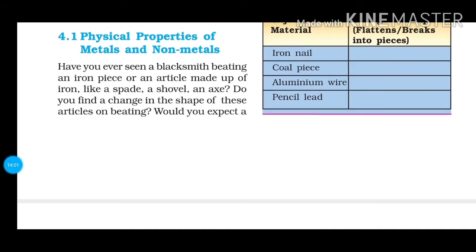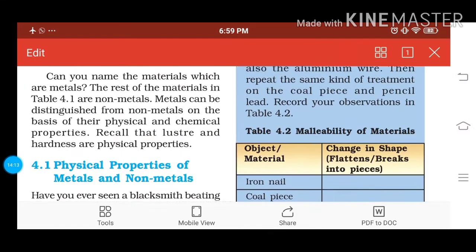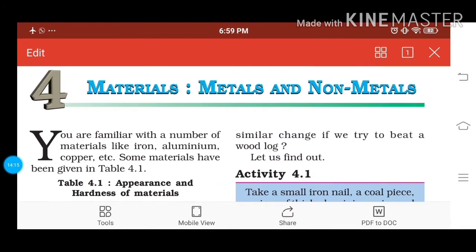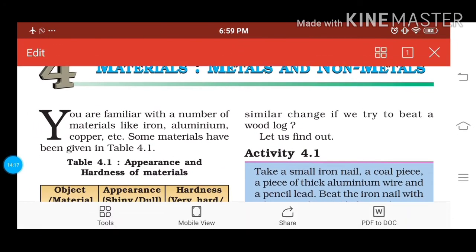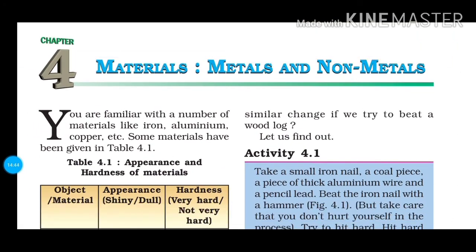Have you ever seen a blacksmith beating an iron piece or an article made of iron like a spade, a shovel, an axe? Do you find a change in the shape of these articles on beating? Would you expect a similar change if we try to beat a wood log? Okay, so what does it mean?